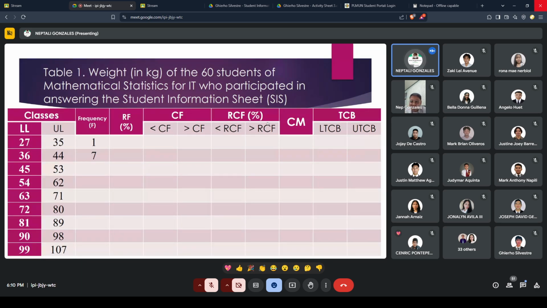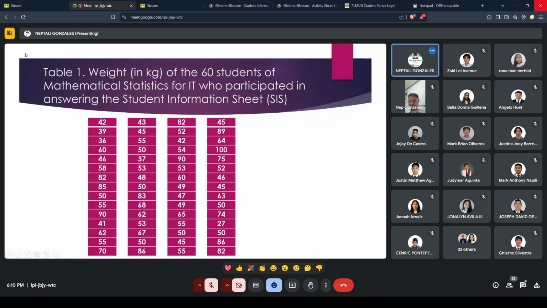So next count, 45 to 53. How many are included in this class, the third class, 45 to 53? At least, there is still recitation even if it's wrong.